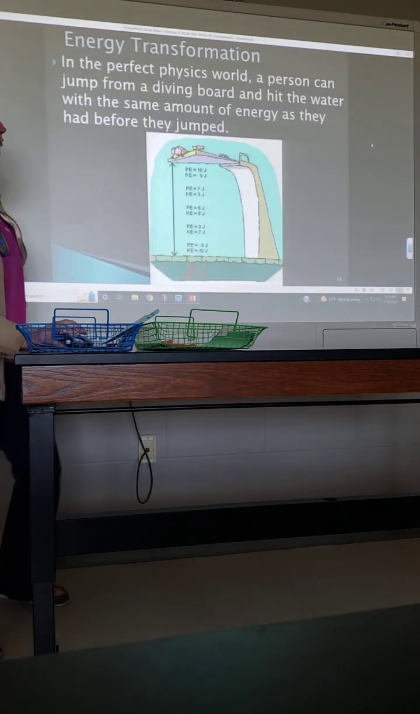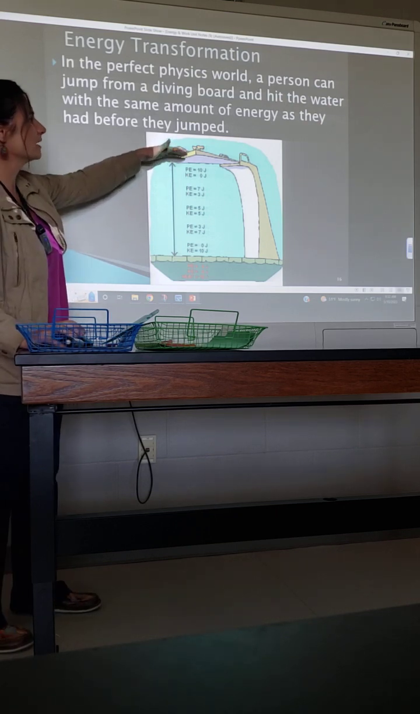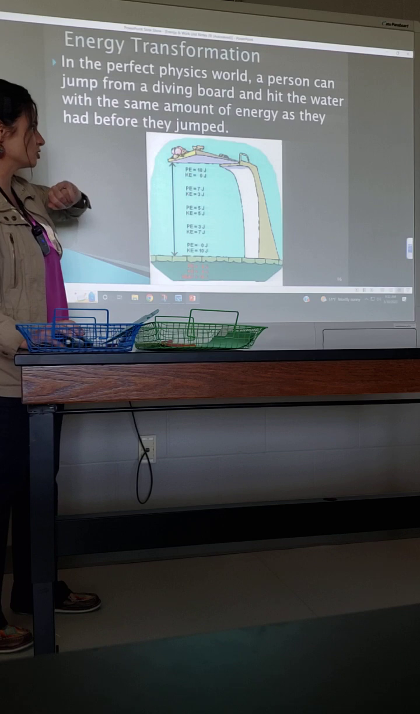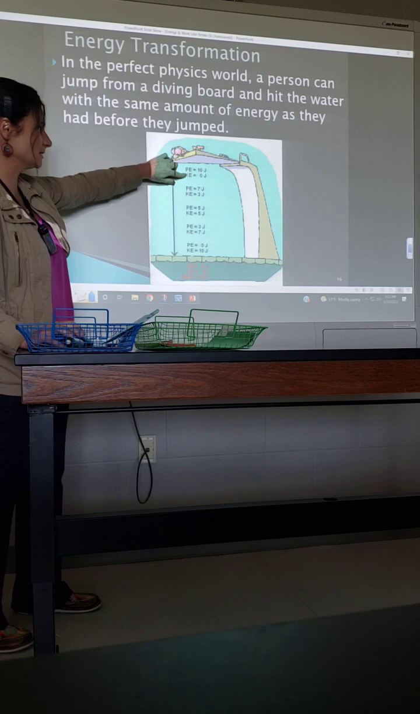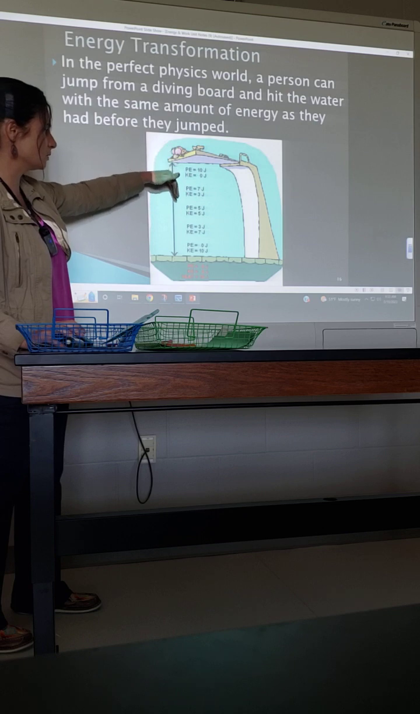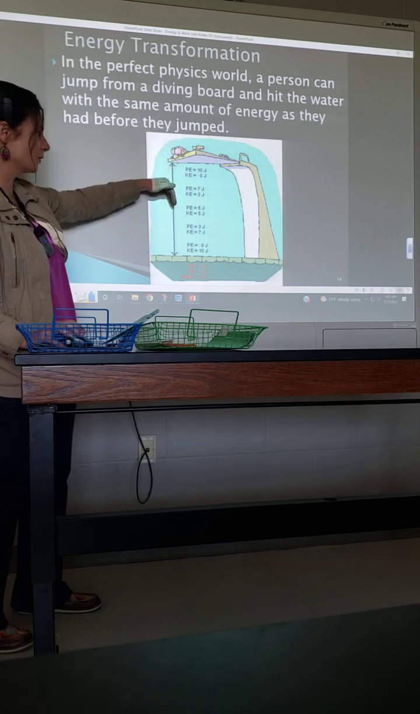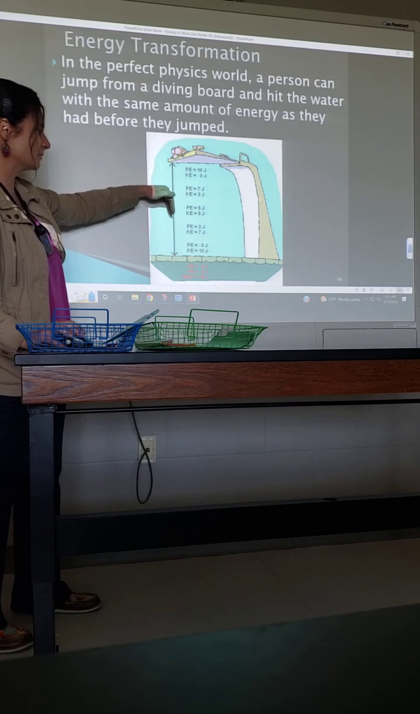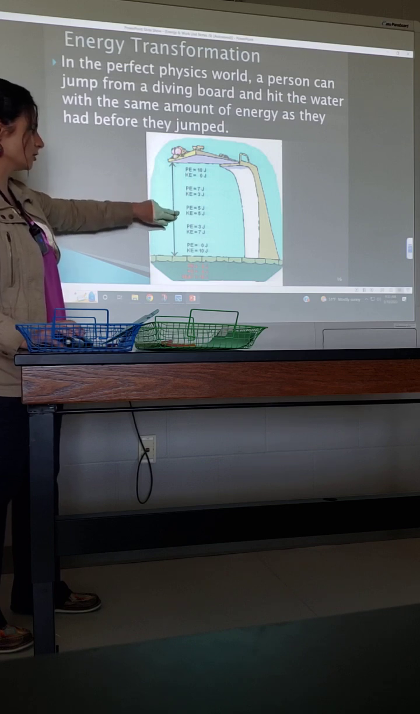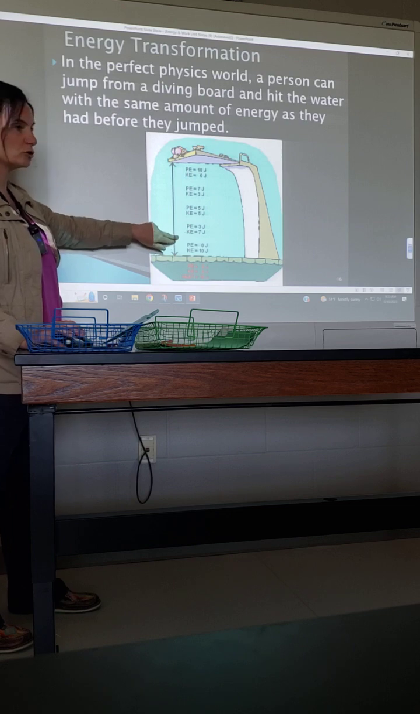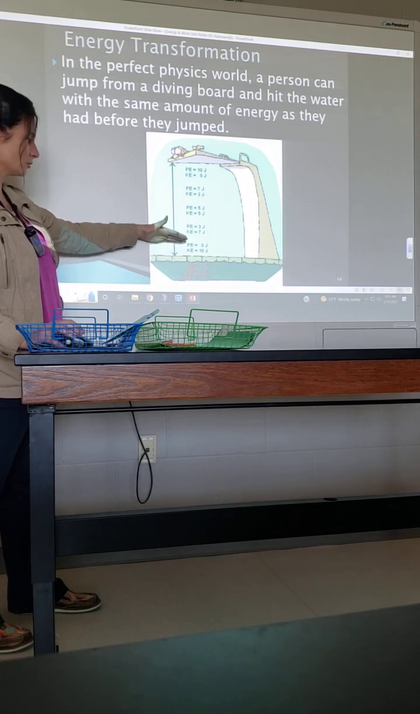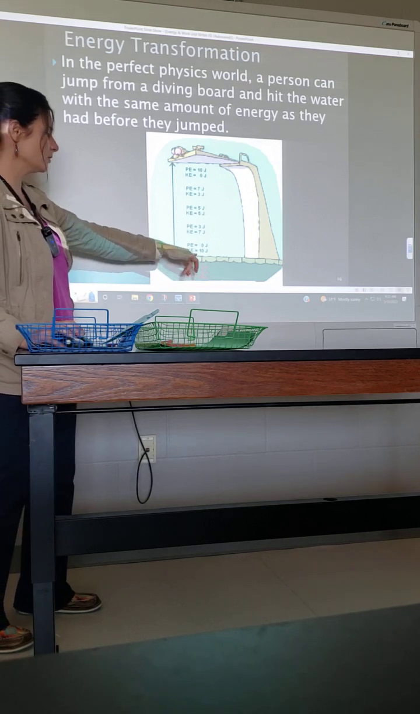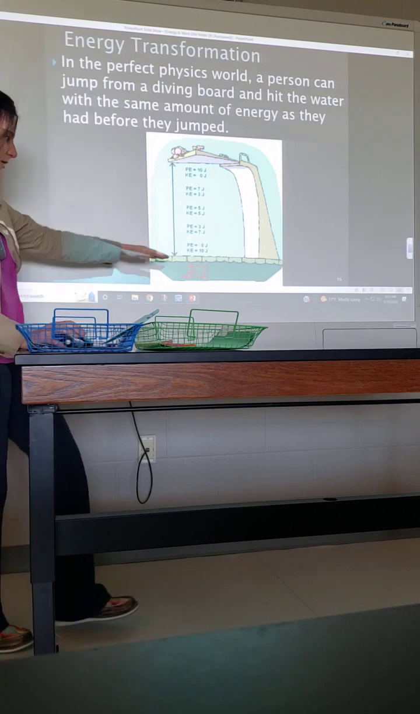So in a perfect physics world, a person would be able to jump from a diving board and hit the water with the exact same amount of energy as they started with before they jumped. If we have all potential, we have no kinetic because he's not moving, but he's at the highest, so it's all potential. Then you see it gradually transfer as he goes down. He's losing height, so his potential is going lower, and the kinetic has to take up the difference. About halfway, as he is getting closer to the water, which is the reference point, he has more kinetic and less potential because he's lowering his height. And now he has all kinetic and no potential at the reference point.